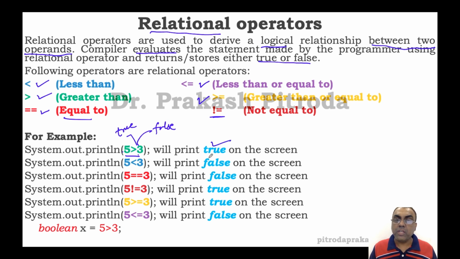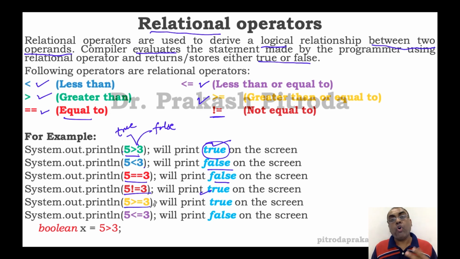So on screen I will get only true as the answer. If I say 5 less than 3, that is a false statement, so the return value is false. Equal to is written like this, 5 equal to 3. So the computer will say it's a false statement because they are not equal. 5 not equal to 3 is a true statement because they are really not equal.